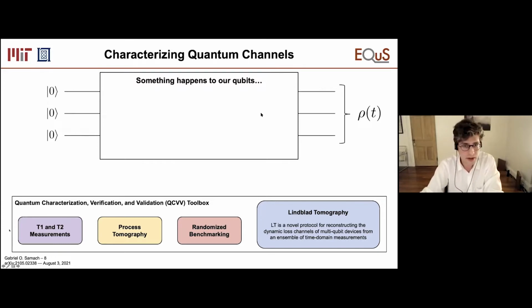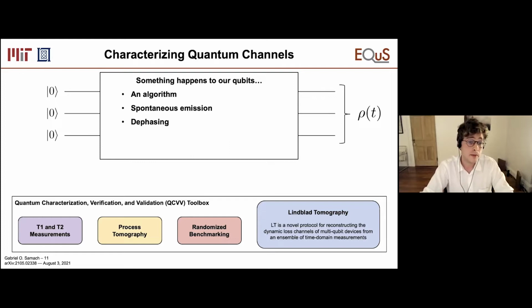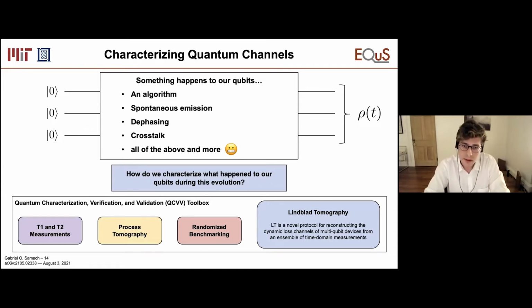And when we think about all the different things that could happen to our qubits in this evolution, the options are myriad. So we could run algorithms, we could do something intentional to our qubits, but we can have any number of error sources along the way. So for example, we could have spontaneous emission as our qubits exchange energy with their environment. We could have dephasing, we could have crosstalk between our physical qubits. And as an experimentalist, in all sobriety, I acknowledge that we probably have some combination of all of these and more to various degrees. So what we really need right now as we design these quantum computers are techniques for characterizing what happened to our qubits during this evolution.